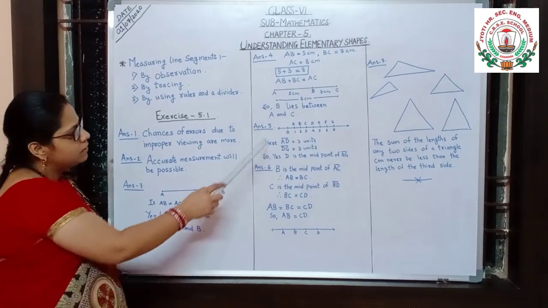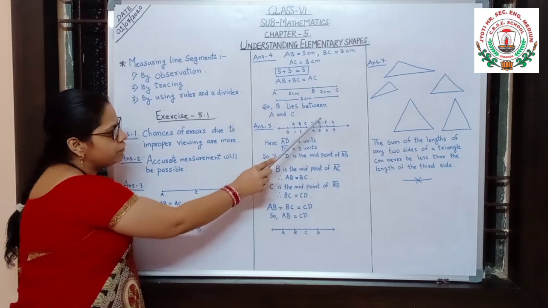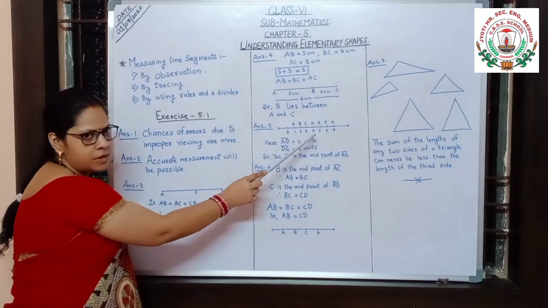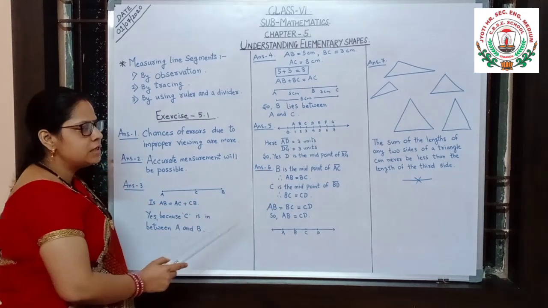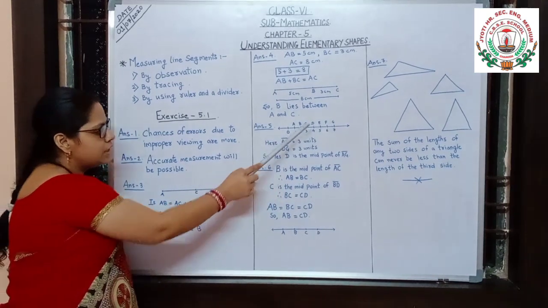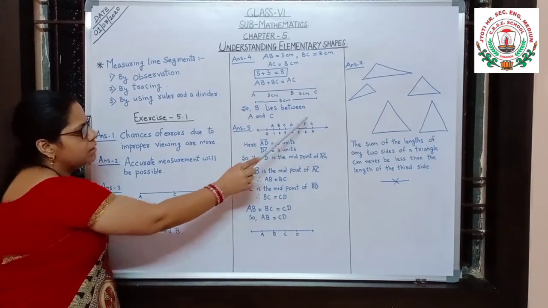Is this clear? A to D. D is asked. A to D we will count. 3 gaps are coming, that is 3 units. And D to G again 3 gaps, that is 3 units. So D is common in both. So D is the midpoint of AG.